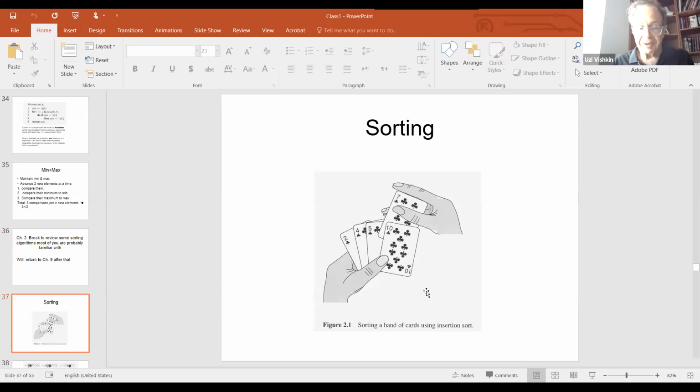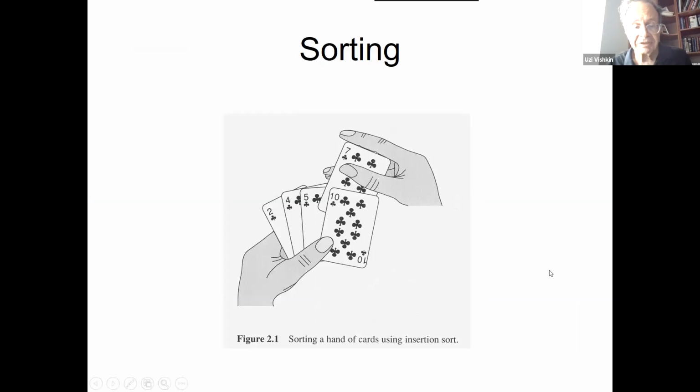First algorithm. So the first algorithm is actually known by the name insertion sort. And insertion sort is inspired by the following card sorting idea, where you have a bunch of cards that you want to sort.